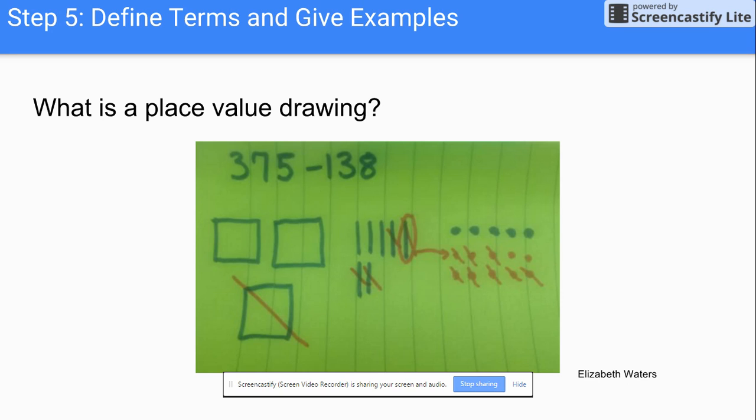Step 5 then tells us to define terms and give examples. So here I'm giving an example of a place value drawing, of what it is and what it would look like. So this is the place value drawing, as you notice, based off of base 10 blocks. The problem is 375, and we are subtracting 138. So we drew the place value drawing to represent the 375, and then we were able to take away 138 from the 375 to give us our answer of 237.